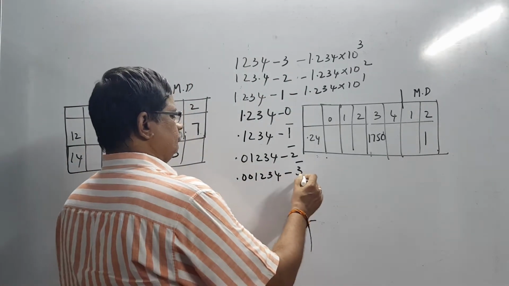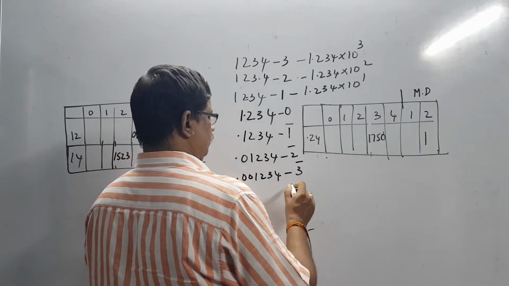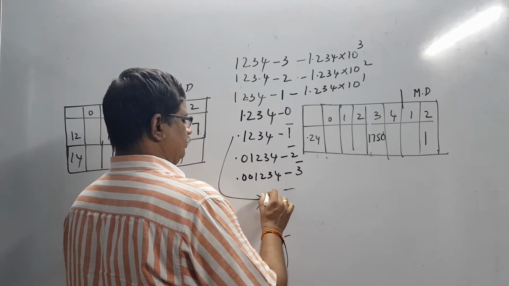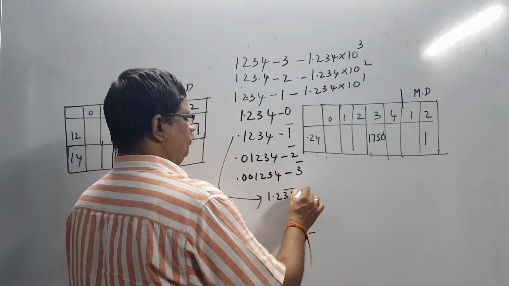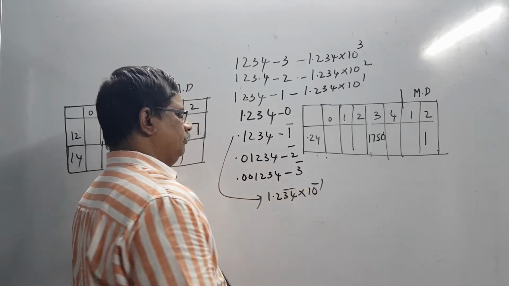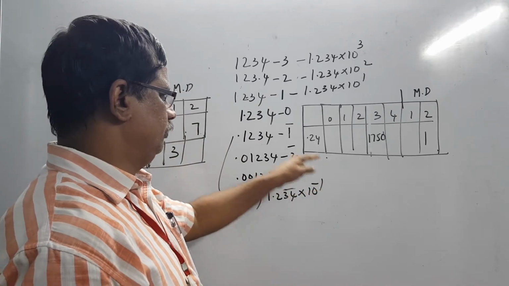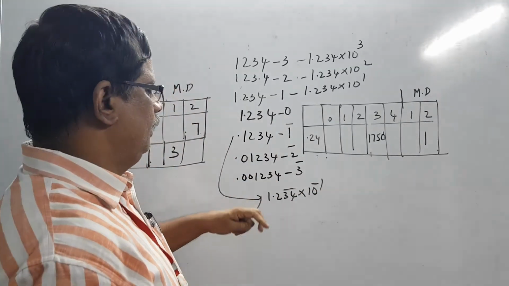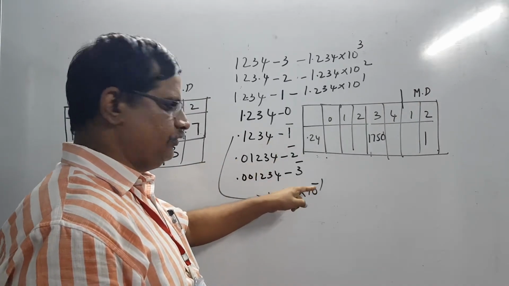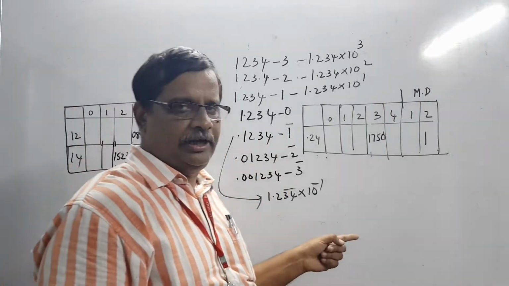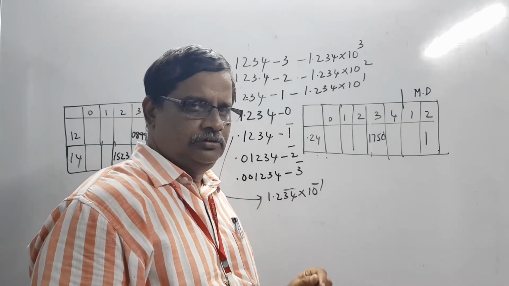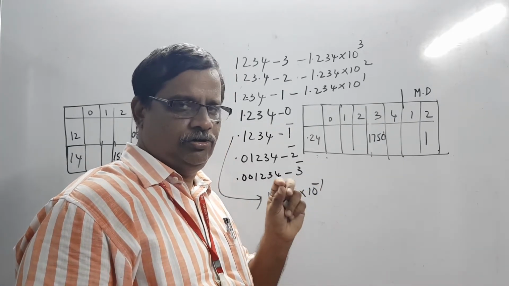Now let us look at this one, 0.1234. This is 1.234 into 10 raised to -1. What is the power of 10? -1. What is your characteristic? Bar 1. See? So by expressing the number as a power of 10, you can straight away write down the characteristic by looking at the power of 10. Clear? This is how we determine the characteristic of a number.